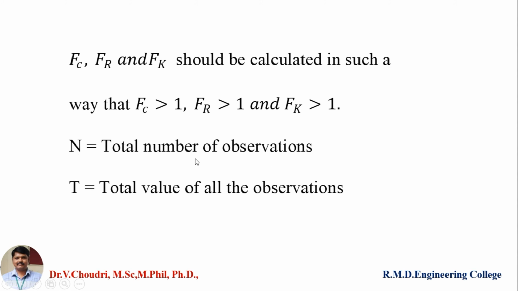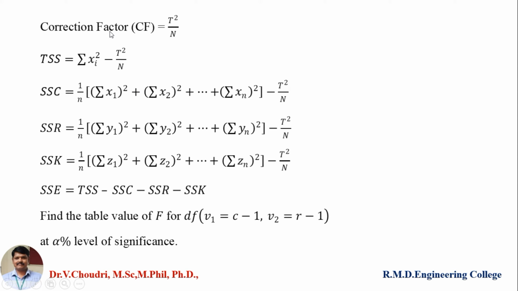Capital N is the total number of observations. Capital T is the total value of all the observations. Now the correction factor formula is T square divided by N. Already we have seen what is T and what is capital N. And total sum of squares is summation xi square minus T square divided by N, that is the correction factor. In the same way we have the formulas for sum of squares of column, rows, treatment and errors. Sum of squares of errors is nothing but TSS minus SSC minus SSR minus SSK.